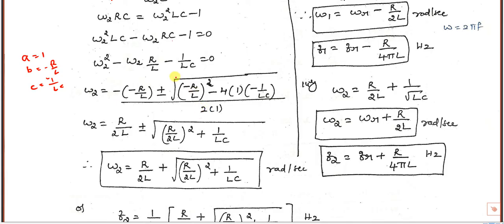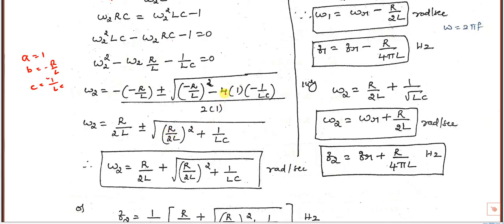If you bring it inside this root, it becomes 4, and R by 2L whole square. So it is nothing but R square by 4L square only. You will get R square and L square here. If you bring this 2 inside this root, it becomes 4. 4 can be written as 2 square. So R by 2L whole square.